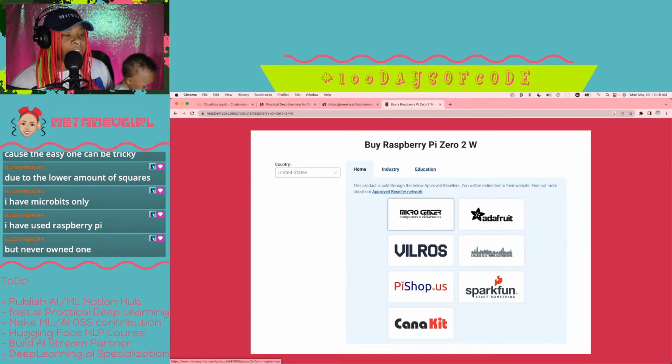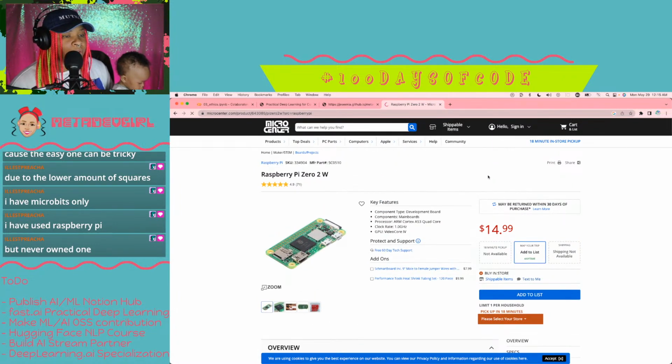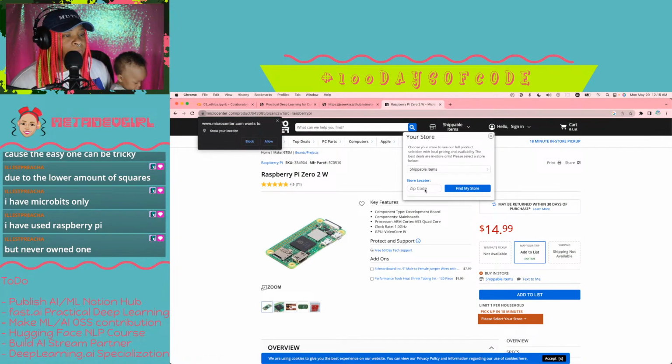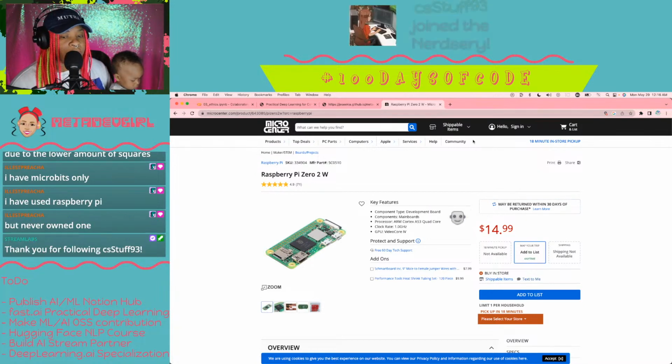Yeah, we have Micro Center, so I always get a lot of my stuff from Micro Center. I get basically all my stuff from Micro Center. Where is it? CS stuff.